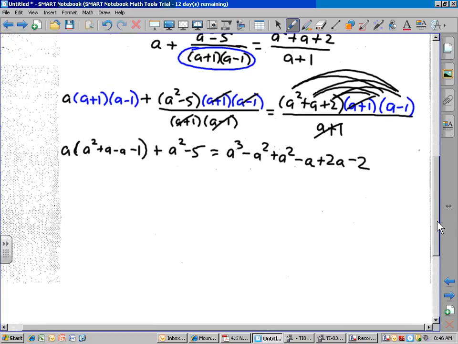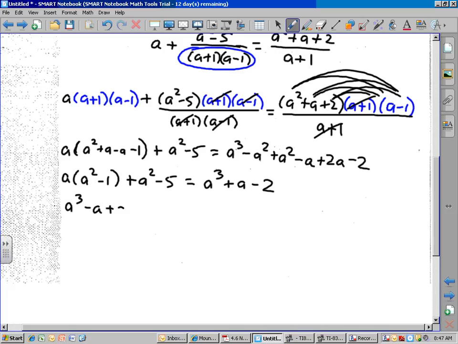Okay, let's go ahead and clean this up. So we have a squared minus 1, a squared minus 5 is hanging out. The right side we're going to clean up. We got a cubed minus a squared plus a squared goes away. We have negative a plus 2a, so that's plus a minus 2. Go ahead and distribute the a on the left side. We have a cubed minus a plus a squared minus 5. Rewriting that in order.